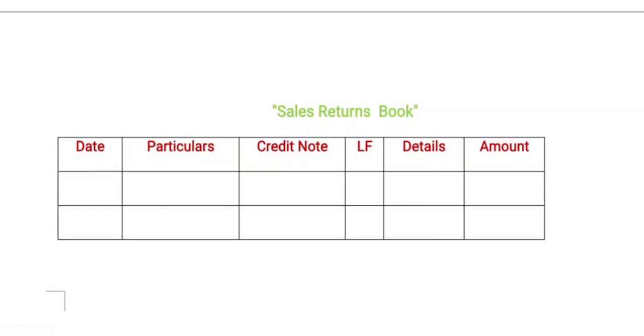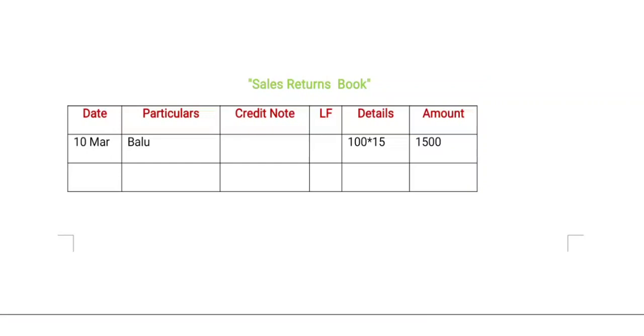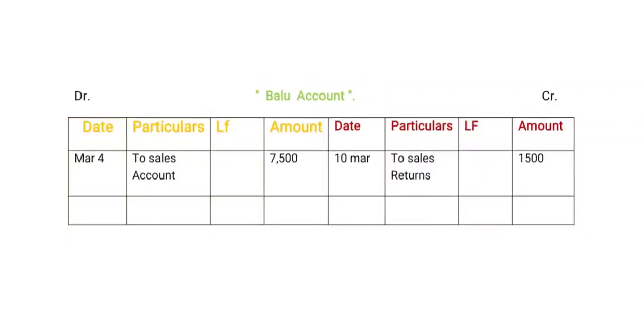Now coming to date, particulars, credit note, ledger folio, details, amount. Coming to the date column, 10th March. Here particulars Balu. Now going to details, 100 pens is written, each one 15 rupees. Why? Because at the selling time we sold at 15 rupees. Now amount 100 multiplied by 15, it is 1500. Now we immediately add this to the Balu account, date 10th March, particulars to sales returns, amount 1500.